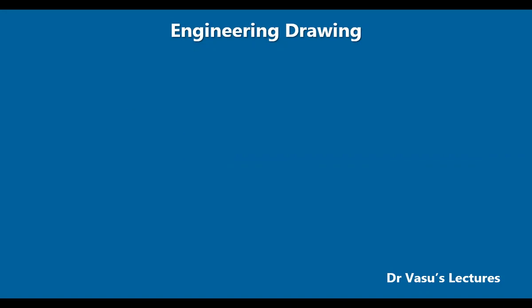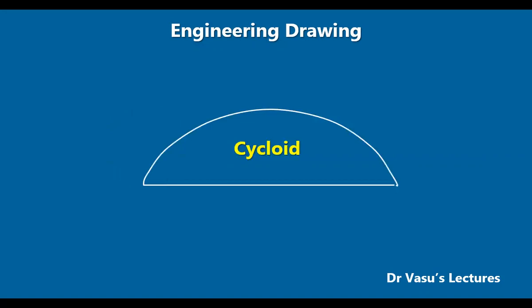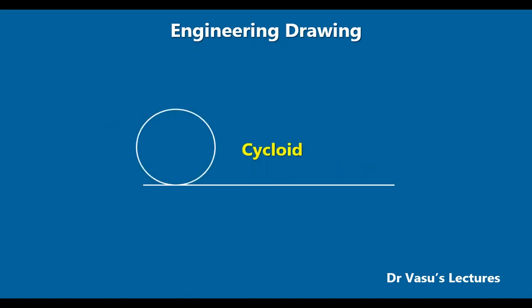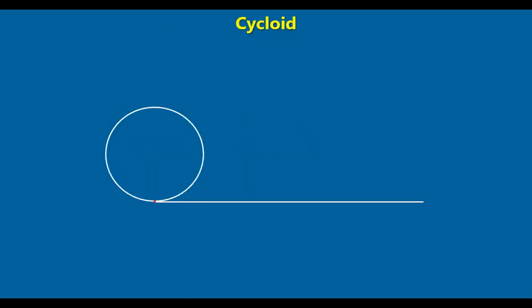Now, let's jump right into the topic and see the way of drawing a cycloid. A cycloid is one where, suppose you take any tire of a vehicle. I said tire in the sense that it should touch the ground.